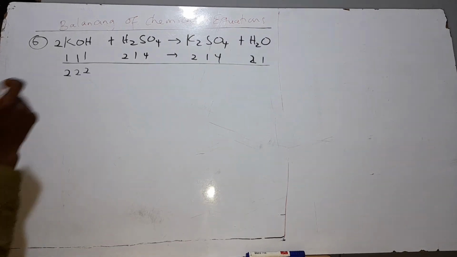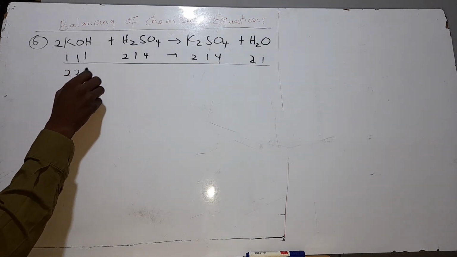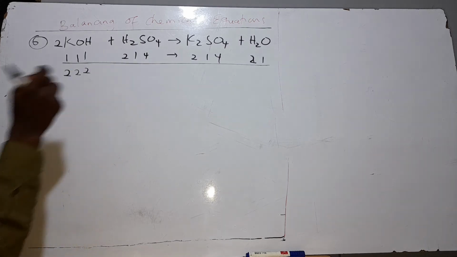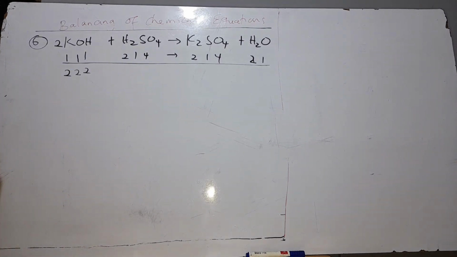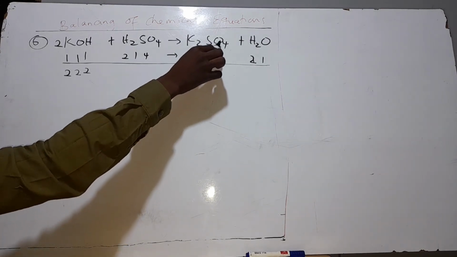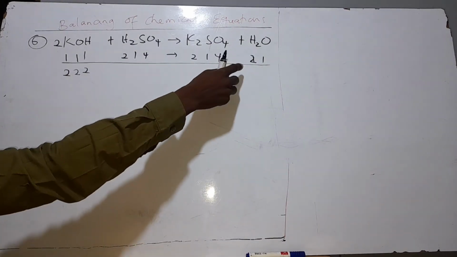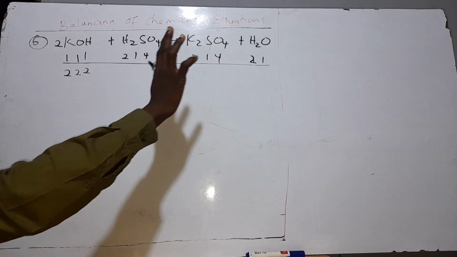We have 2 K. I want to move to O. How many O do I have here? We have 2 here, and we have another 4 here, making 6 O's in all. Let me come to this side of the equation. How many O do I have here? I have 4 here, right? Then I have 1 here. 4 plus 1 will give 5. So I need to make it 6.